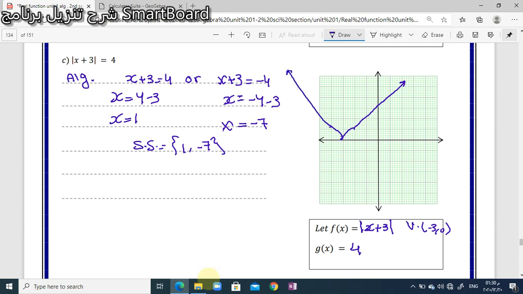So the intersection points are at 1 and negative 7. So the solution set is 1 and negative 7, graphically.